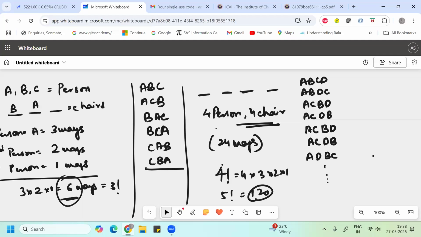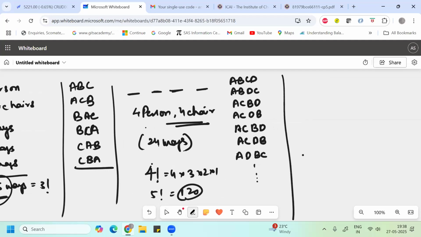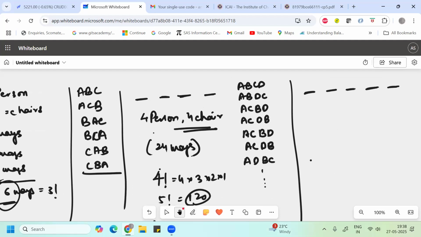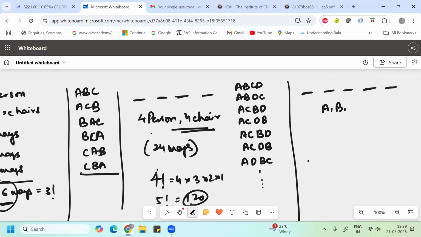And imagine if I give you 5 chairs, one, two, three, four, five, and suppose only three persons are there, A, B, and C. So in how many ways can three persons sit on 5 chairs? The answer for this would be 60 ways. So how can you find that if you know the concept of permutation? But since I have not introduced that topic, permutation and combination, you have to do it the manual way.